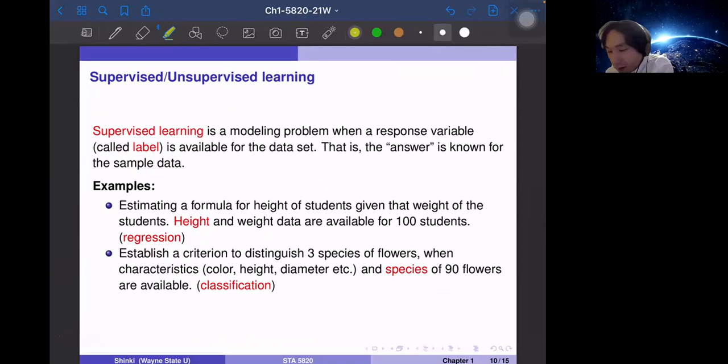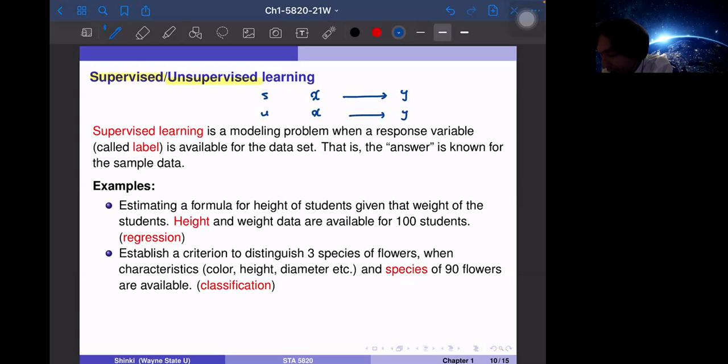Okay, so now we go on to statistical modeling, and we have two types of learning. One is supervised learning, and the other is unsupervised learning. So in terms of X and Y, supervised learning tries to explain Y by X. And in unsupervised learning, we try to explain Y by X in some way, but actually we don't have this information. So we only have the information of X.